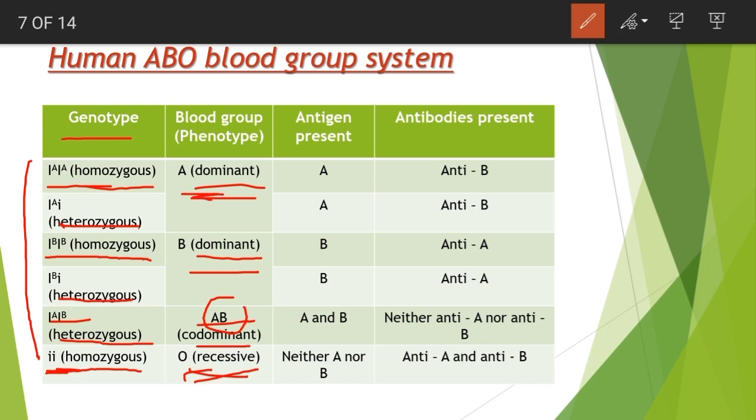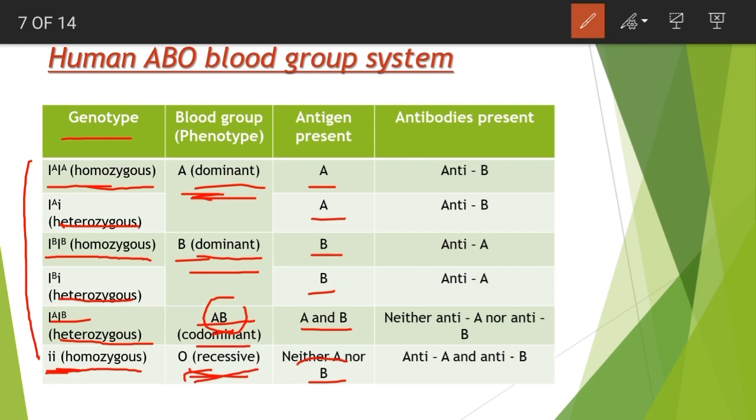A blood group consists of A antigen, B blood group consists of B antigen, AB blood group consists of both A and B antigens, and O blood group neither contains A antigen nor B antigen. Now on the basis of that, the antibodies will differ.